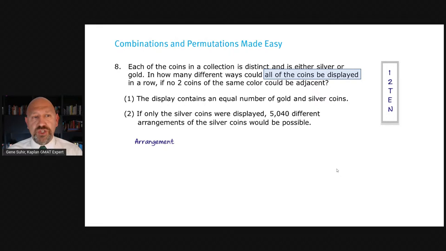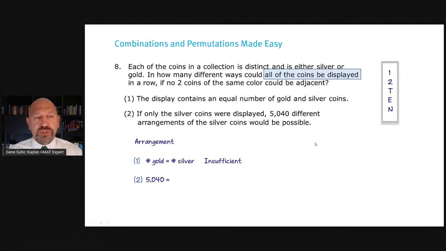So what we have to know is how many gold and silver coins there would be. If we know the number of gold and the number of silver, then the statement would be sufficient. Now, statement number one by itself tells us the number of gold and the number of silver coins are equal to each other. Well, if there was, let's say, two gold and two silver, that would certainly give us a much smaller answer than if, say, we're 10 gold and 10 silver. Statement one, insufficient. And so that means a few answers we would already be able to eliminate.